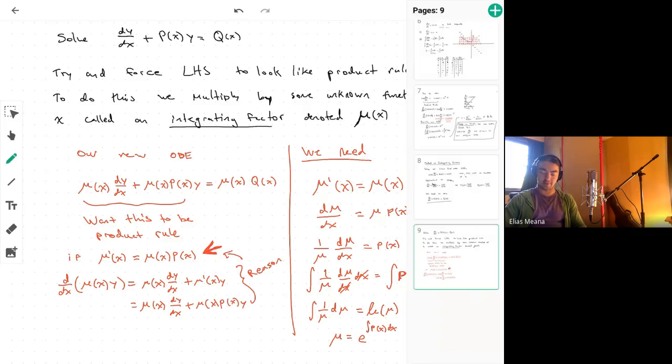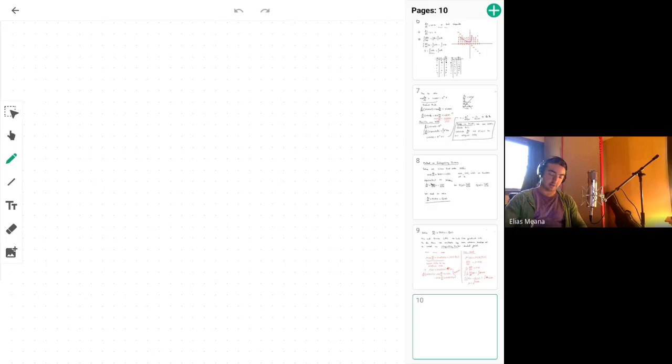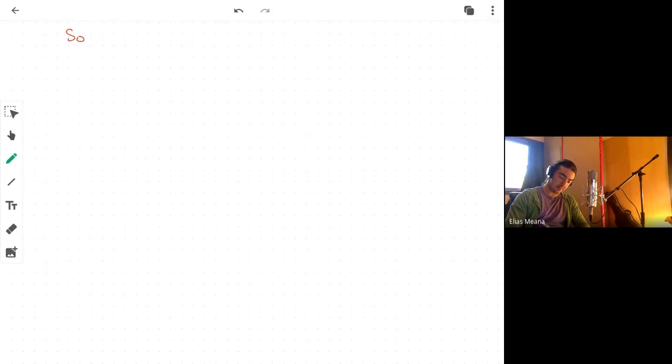Just a little bit of recap. So what have we done so far? We started out with a differential equation of the form dy/dx plus p of x y equals q of x. And we said, step one was to multiply by mu of x.